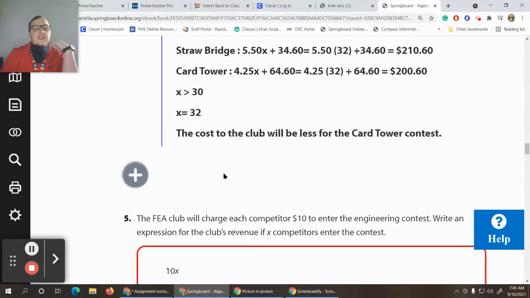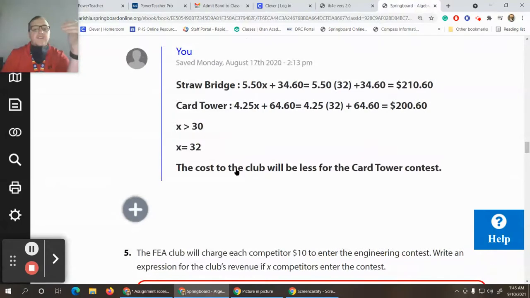Now the FEA club will charge $10 a competitor to enter the engineering contest. Write an expression for the club's revenue if X competitors enter the contest. All right, so X represents what? The number of competitors, okay?